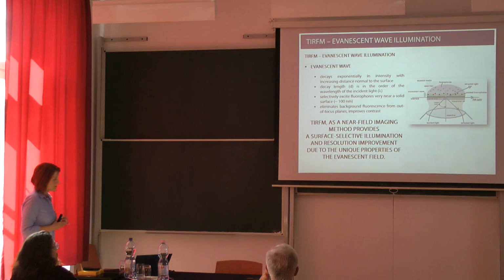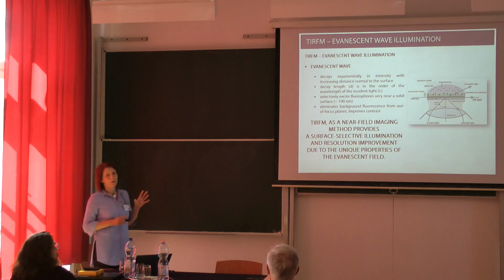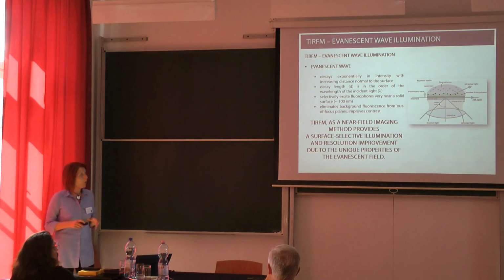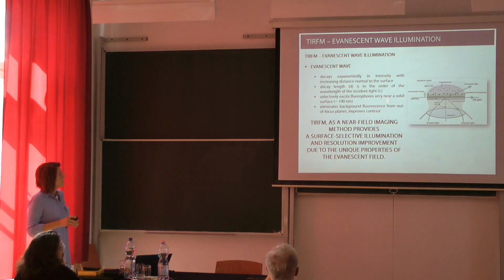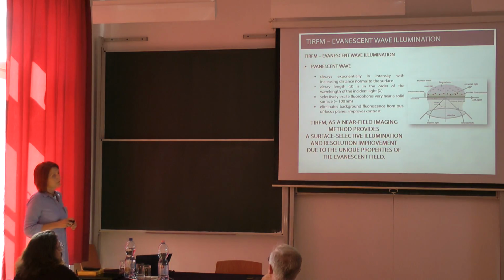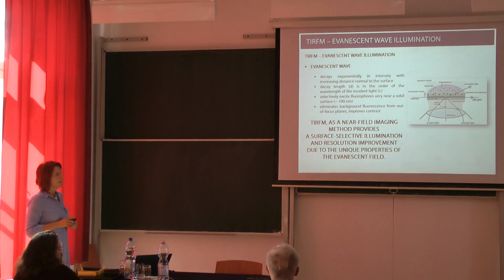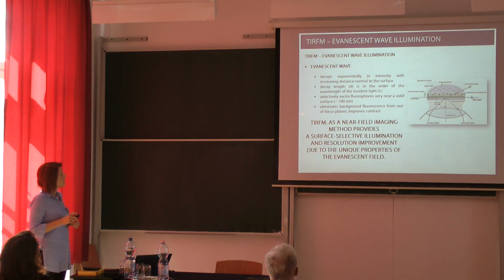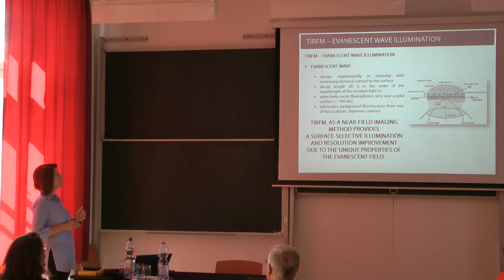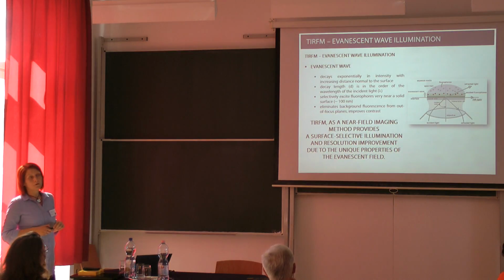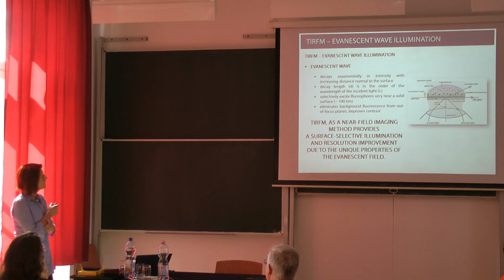Okay, so let's sum up what we know so far about total internal reflection fluorescence, or evanescent wave microscopy. I introduced the formation of the evanescent wave and some essential properties that are used in this microscopy technique. It decays exponentially in intensity with increasing distance normal to the surface. The decay length is on the order of the wavelength, so a few hundreds of nanometers, which you can adjust by adjusting the angle of incidence and also the refractive indices.